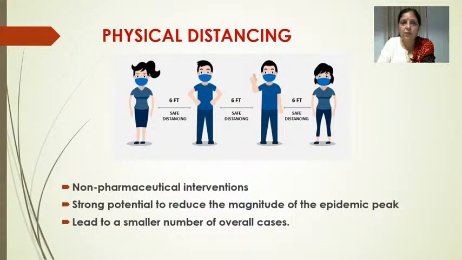Now the third one is physical distancing. Physical distancing is a non-pharmaceutical intervention, and it has a strong potential to reduce the magnitude of the epidemic peak. It can lead to a smaller number of cases overall. So we have to have a safe distancing, which is about 6 feet, that is 2 meters.